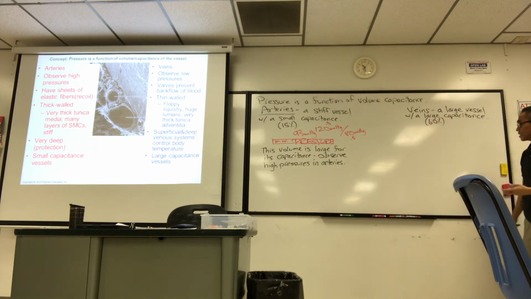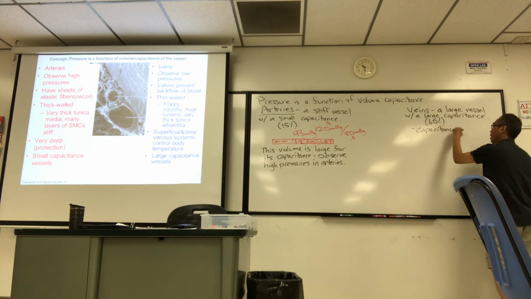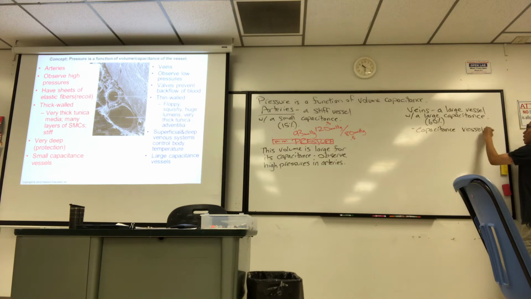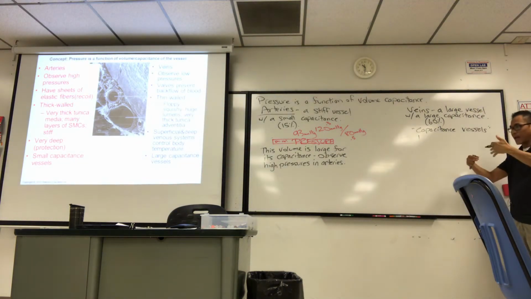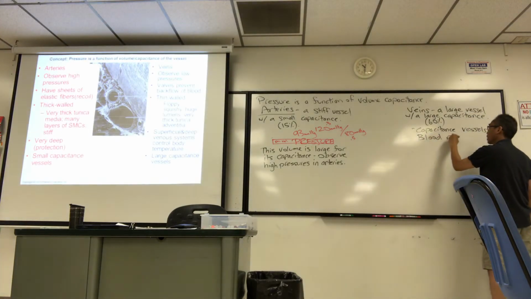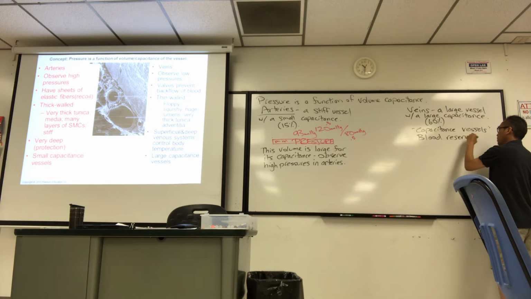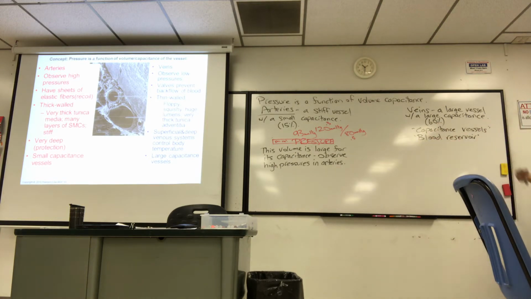Sometimes we refer to veins as your capacitance vessels. They have the capacity. Or blood reservoir. You got all the blood. What's a water reservoir? You put a dam, you got all the water behind it. Okay. A blood reservoir. I've seen that term used. Because the veins hold most of the blood. And if you look at the picture in cross-section, you can see why that's true.